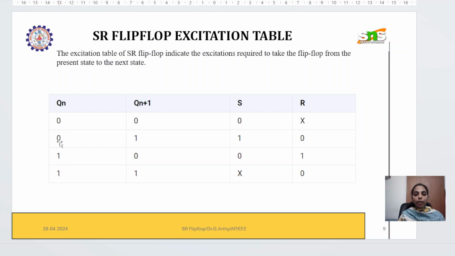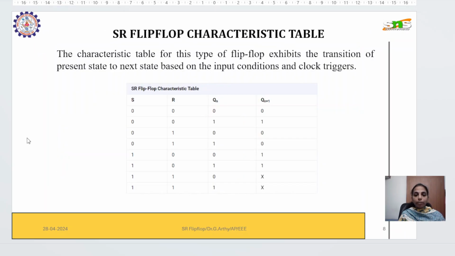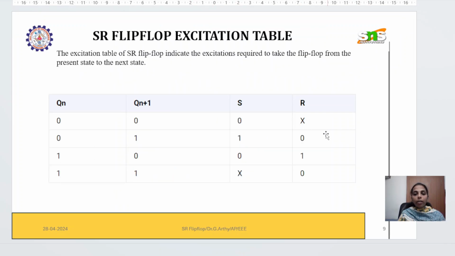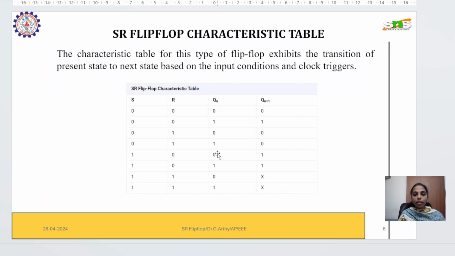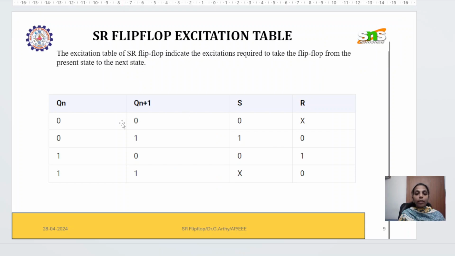Similarly, when Qn is 0 and Qn plus 1 is 1, we can check all these things. Here we have the case where S is equal to 1 and R is equal to 0. So from the characteristic table, S is equal to 1, R is equal to 0 when Qn is equal to 0 and Qn plus 1 is equal to 1. So this is how an excitation table is drawn from the characteristic table.